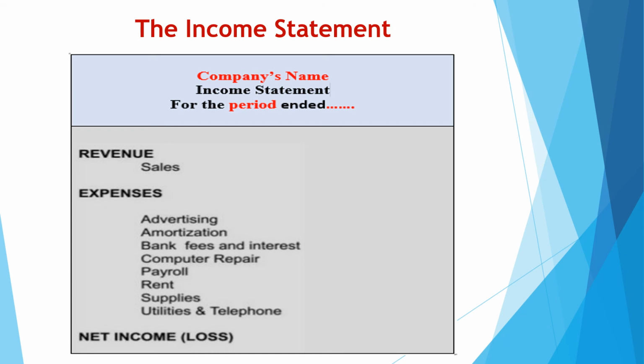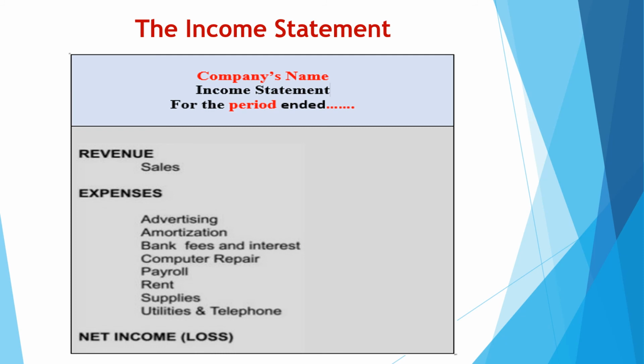When preparing the income statement, we have to list all revenues and all expenses. You can see that the first title is the revenue in bold. Under this section, we list all the revenues of the corporation. In this case, we have only sales revenue. The second section of the income statement is the expenses. We can see the expenses in bold, and in this case we have advertising expense, amortization, bank fees and interest, computer repair, payroll, rent expense, and so on.